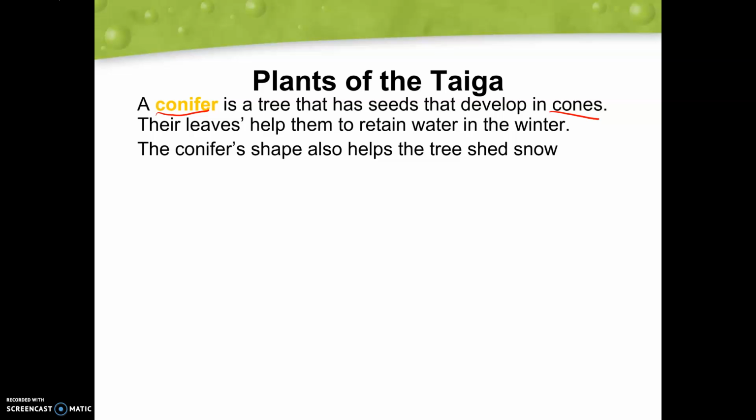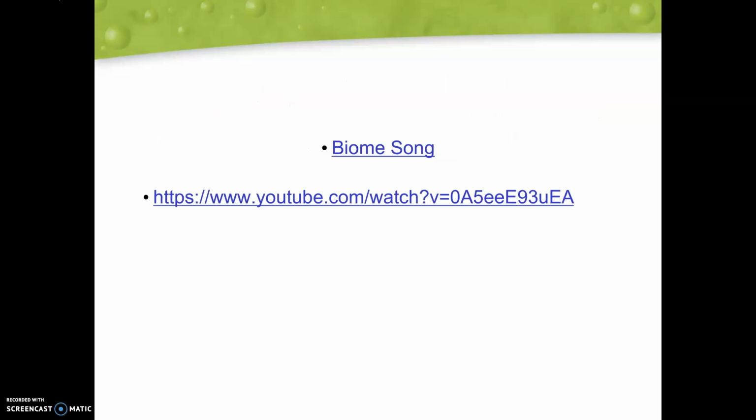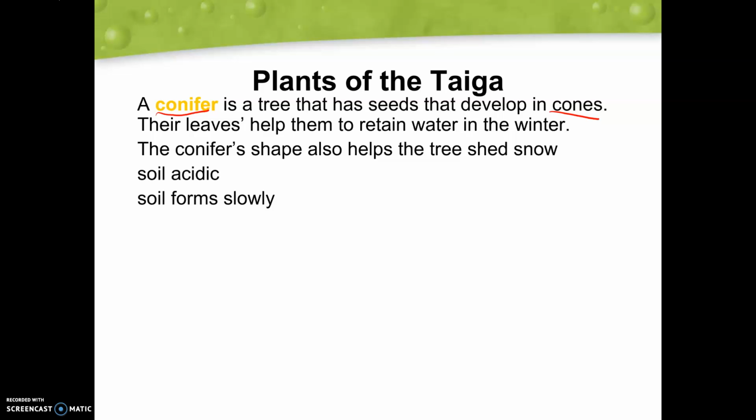That's another adaptation here. We have soil acidity. So these plants have adapted to live in an environment where we have an acidic soil. Soil is going to form slowly because of those long cold temperatures. And that's where we are going to stop here.